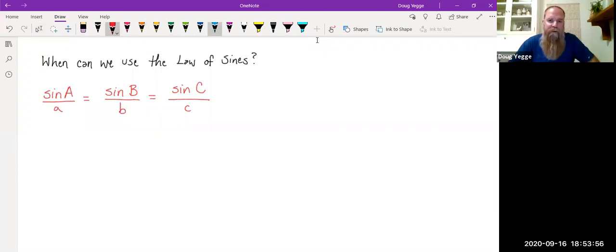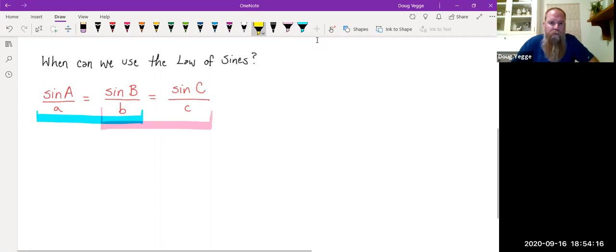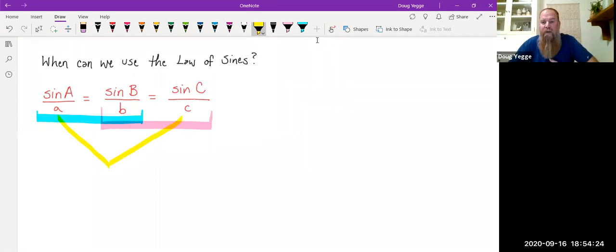Well, in a practical sense, in order to use the law of sines, we are only going to be dealing with 2 ratios at a time. So for instance, we're only going to be dealing with the ratios involving A and B, or the ratios with B and C, or the ratios involving A and C. So in any one of those 3 situations, we need to be given a full ratio if we expect to be able to use the law of sines. So what do we need to be given?